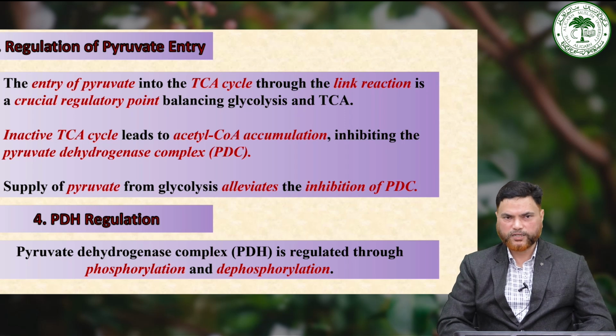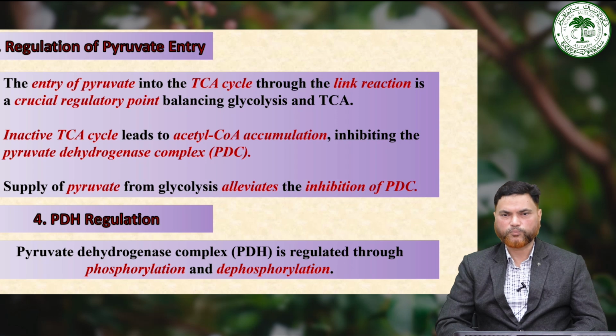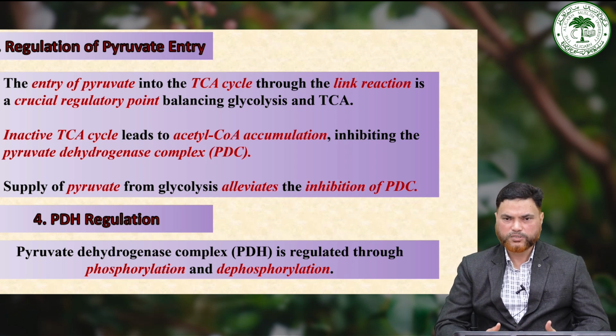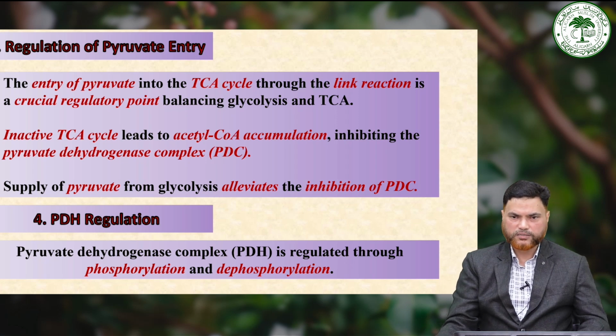Now, regulation of another enzyme, pyruvate dehydrogenase, into the TCA cycle. This enzyme is very crucial. Pyruvate derived from glycolysis is further oxidized to produce energy in the form of adenosine triphosphate, and the regulation of this particular process is complex and involves several key enzymes and regulatory factors.